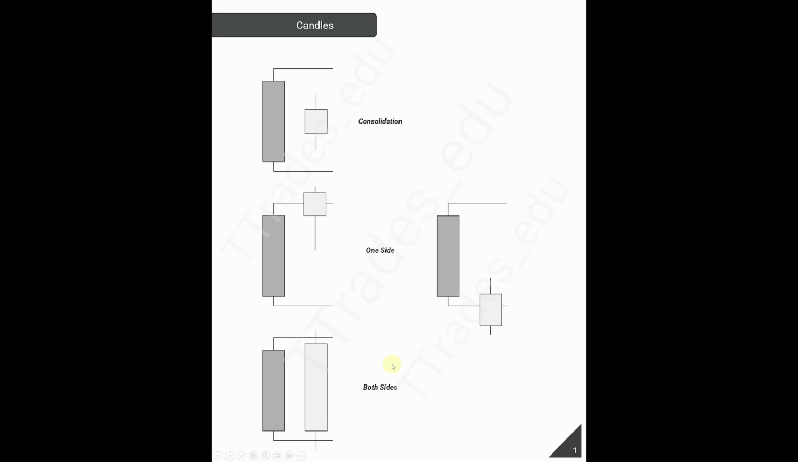The last thing price can do is take out both sides of the range, or buy side and sell side liquidity. So for example here, price took out buy side and sell side liquidity. So if price is not in a consolidation, I can anticipate price moving towards the previous candle's high or low, or in some cases both. And this is why it is important to know where these levels are located on multiple different time frames.